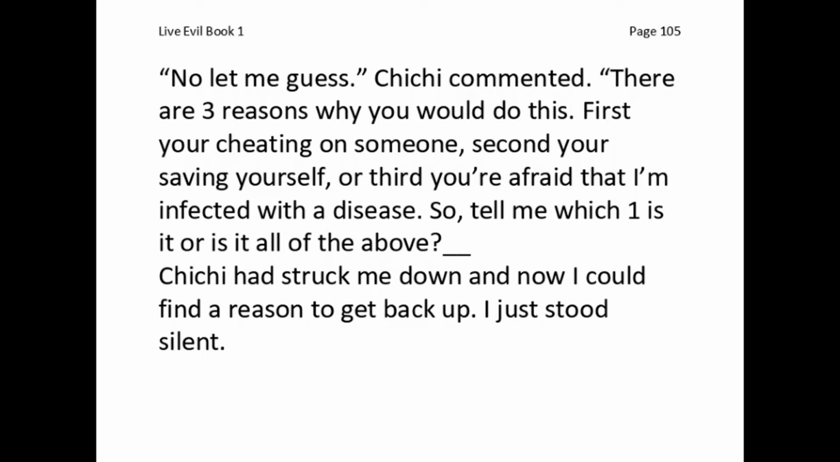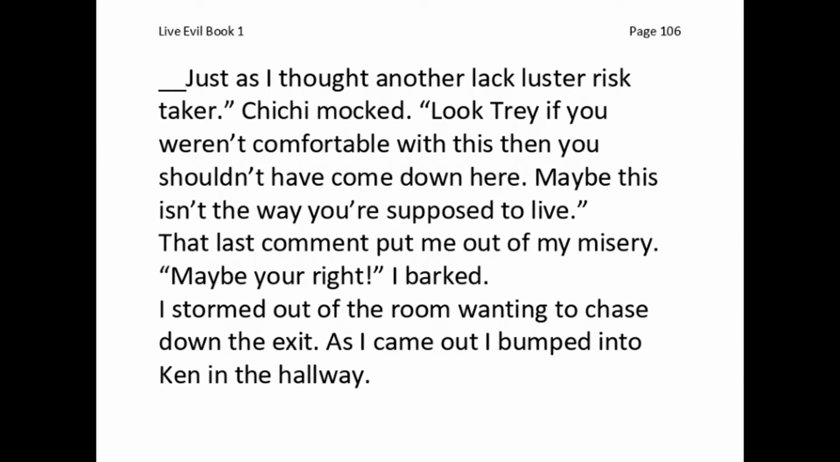Chi-Chi had struck me down, and now I could not find a reason to get back up. I just stood silent, just as I thought, another lackluster risk-taker, Chi-Chi mocked. "Look, Trey, if you weren't comfortable with this, then you shouldn't have come down here. Maybe this isn't the way you're supposed to live." That last comment put me out of my misery. "Maybe you're right," I barked. I stormed out of the room, wanting to chase down the exit.